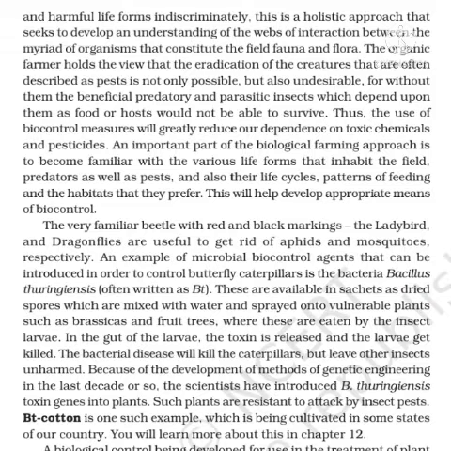These are available in sachets as dried spores, which are mixed with water and sprayed onto vulnerable plants such as brassicas and fruit trees, where these are eaten by insect larvae. In the gut of the larva, the toxin is released and the larvae get killed. The bacterial disease will kill the caterpillar but leave other insects unharmed.